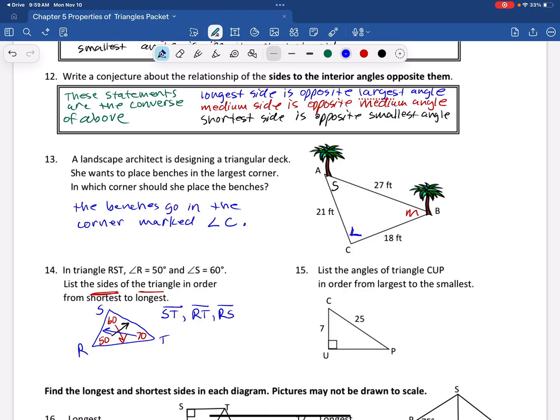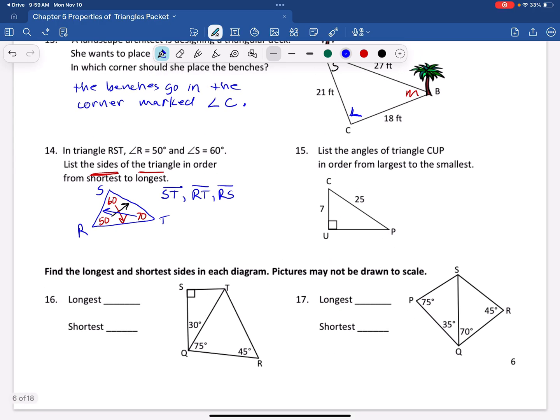All right, list the angles of triangle CUP in order from largest to smallest. Okay, so first we are going to use the Pythagorean theorem, and we're going to say 7 squared plus x squared equals 25 squared. This is going to be x. So this is 49 plus x squared equals 625. And 625 minus 49 is 576. And so x is 24.